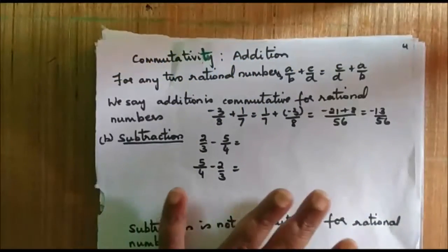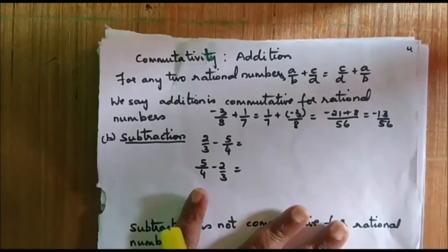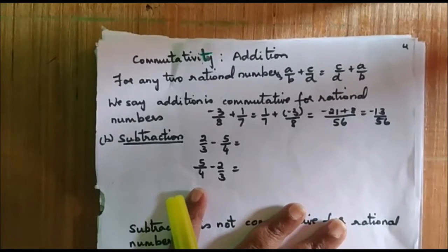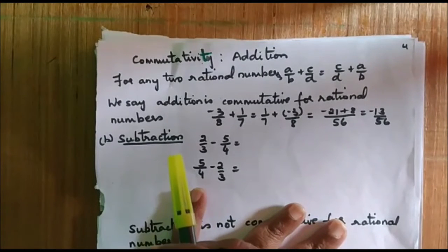Hello friends, in today's class we'll see the properties of rational numbers. Now we will start with the property commutativity.